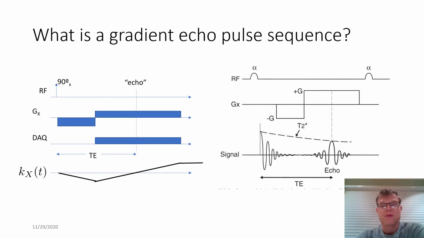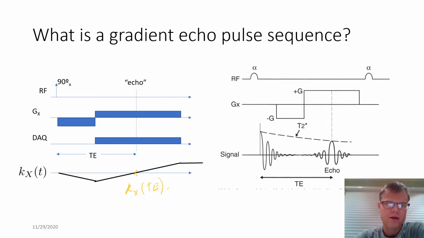Okay, so we'll start with this basic refresher. Again, what is a gradient echo pulse sequence? A gradient echo pulse sequence is simply referring to one of our simplest pulse sequences: applying an RF pulse, then doing a frequency encoding gradient. And the part that actually refers to the gradient echo, if you recall, is this point right here. This is going to be our echo time. It's going to be when our k-space is equal to 0. So what that means is that we've refocused the effects of our gradient.